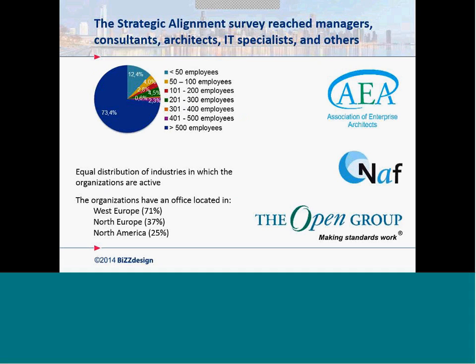The survey, thanks to Open Group, reached respondents in Western Europe, also in Northern Europe and North America, a good population of respondents. The Association of Enterprise Architects was an important partner in getting people to fill out the survey, and then the Dutch Architecture Federation. Most respondents work for large organizations, about 75% in companies with 500 plus employees. The very small organizations are less represented in the field of enterprise architecture.